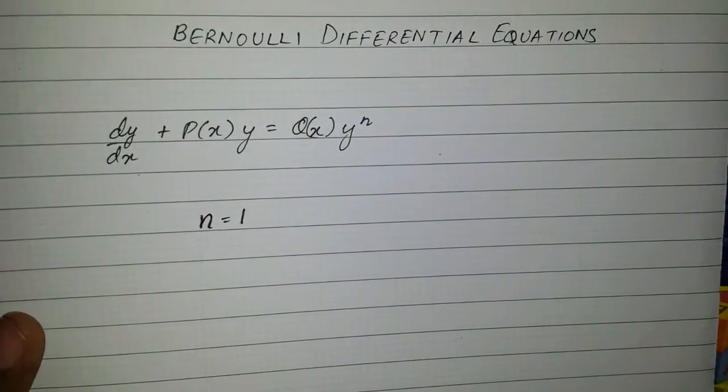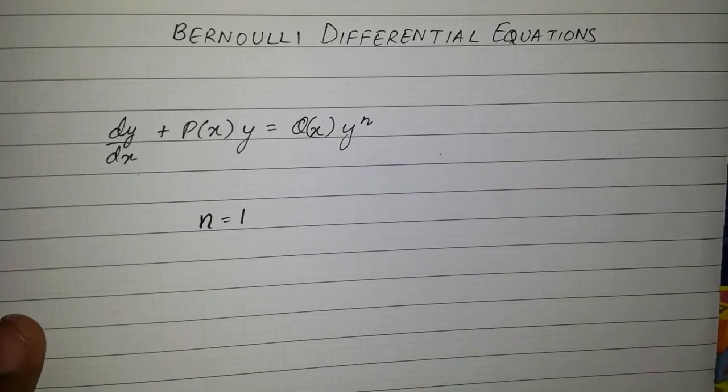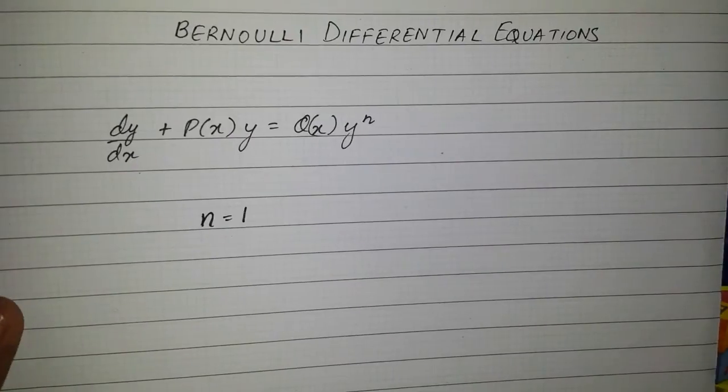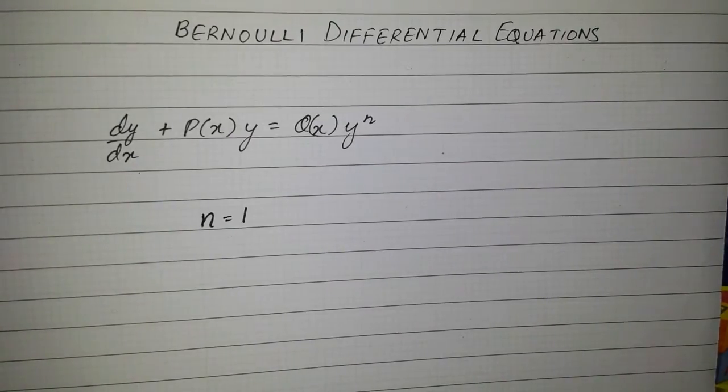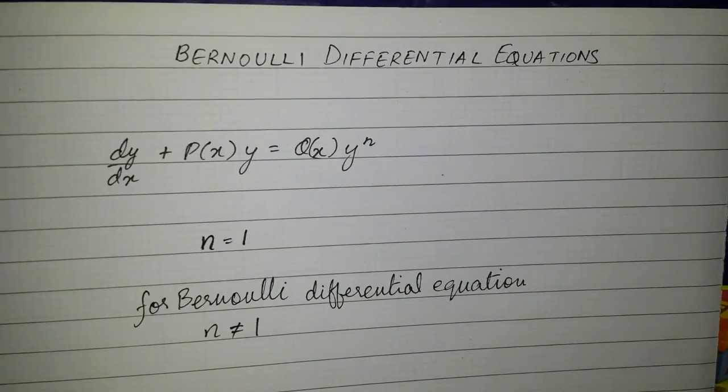Bernoulli differential equations is one method of reducing differential equations to linear differential equation. So a Bernoulli differential equation is of the form dy/dx + P(x)y = Q(x)y^n. For a linear differential equation, the power n here is equal to 1. But for a Bernoulli differential equation, the power is not equal to 1.